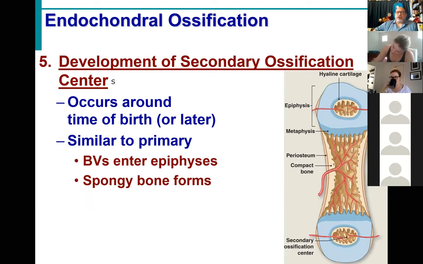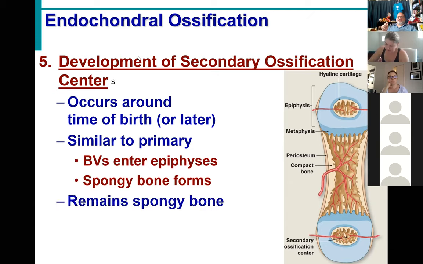For the most part, the process starts the same. Our chondrocytes enlarge and die, a blood vessel grows into the area, and we form spongy bone. Right? Those first three steps are the same for both the primary and the secondary ossification centers. However, where this process is different is in two ways. One is that we leave the epiphysis the spongy bone. We do not hollow it out. We do not form a medullary cavity. And what was the second way they were different again?